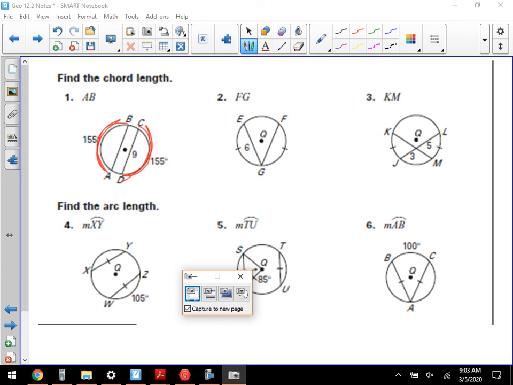Now, if you look at 2, it doesn't give you numerical values on the arcs, it gives you tick marks. If you have tick marks, what does that mean? So what is FG? Okay. Like I said, this isn't going to be crazy.